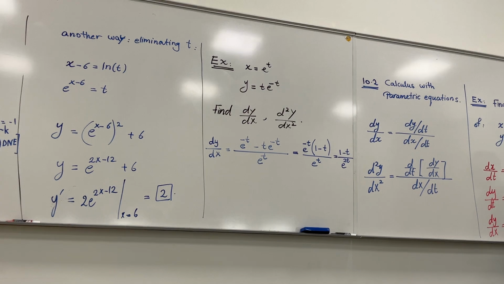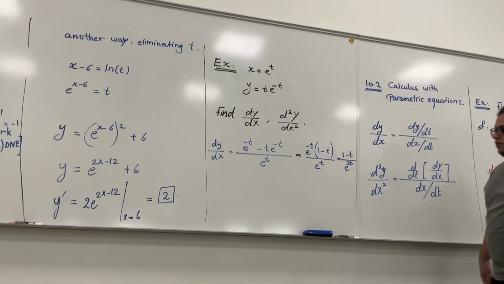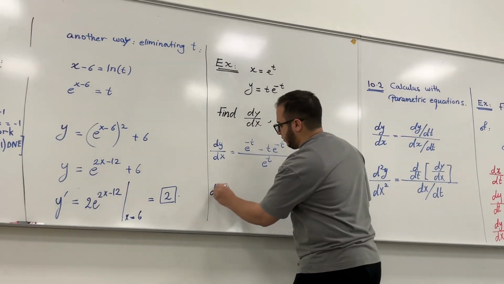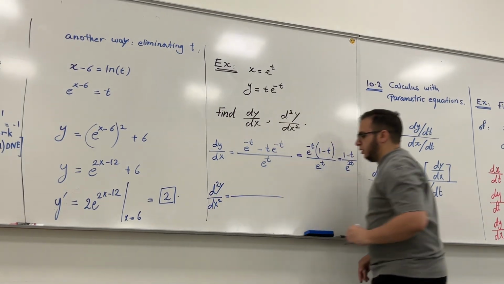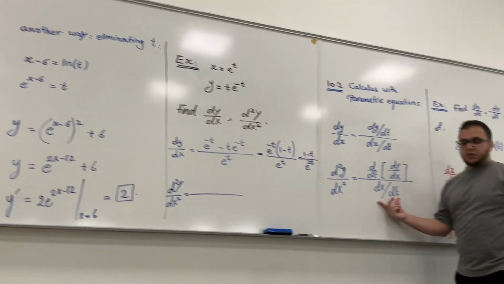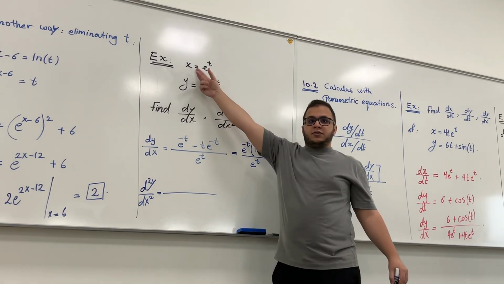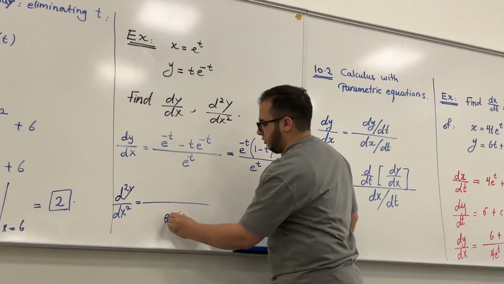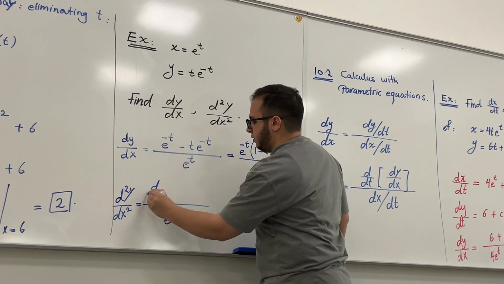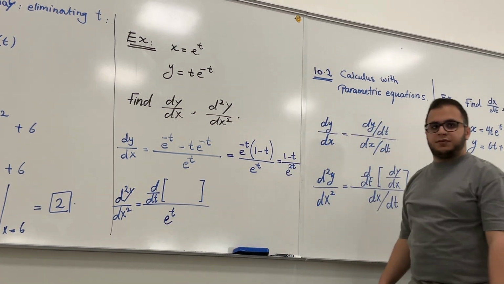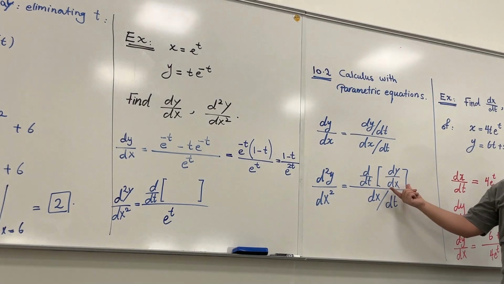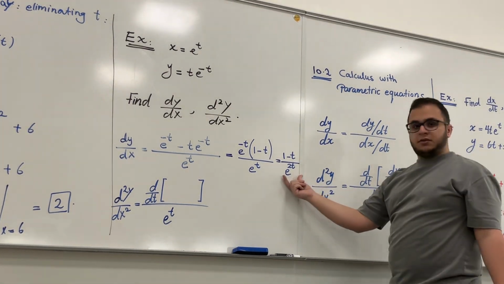And then I jump to the second derivative. Let's see how we find it. So let's read the notation. First, on the bottom I have dx/dt. Just differentiate this, so you get e to the t. And then you have d/dt of what? d/dt of dy/dx, which is what we just found.